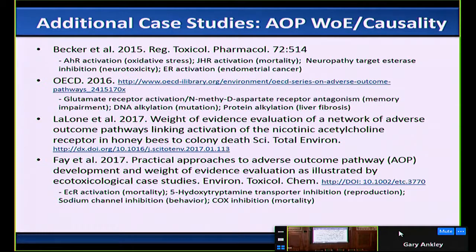In the AOP wiki, there's several other AOPs that have gone through the full review analysis, including the weight of evidence analysis. These are shown here. You can access the wiki and look at these. There's a couple papers that have recently come out of our group looking at this weight of evidence approach to AOPs, one of which I'll point out involves looking at honeybee colony loss as a consequence of exposure to neonicotinoid pesticides. In this instance, we're using a network of AOPs to make this causal linkage.